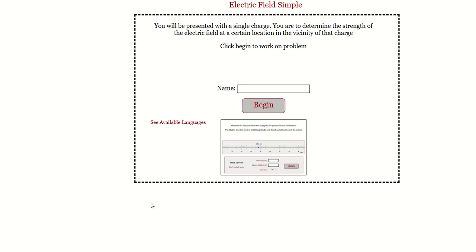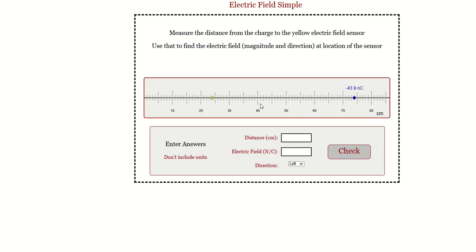All right, so the cool part about this is it does require you to put your name in here. So if I put Roman, okay, it gives me this situation. So this is an electric field. This is called simple because it only has one charge. All right, and right over here, this yellow, it says measure the distance from the charge to the yellow electric field sensor. So that's the little guy right here.